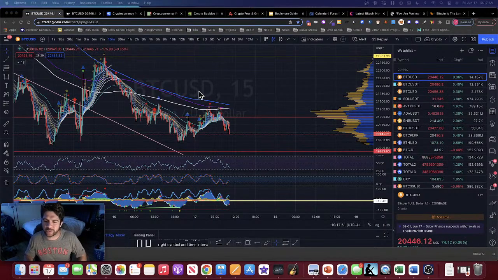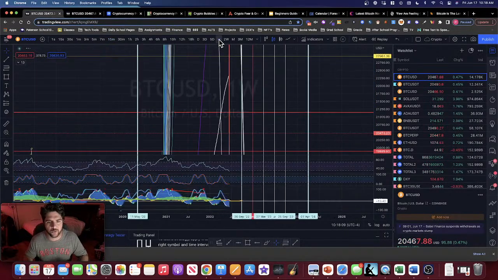So we've got Bitcoin coming in at $20,500, and it looks like we're getting a little bit of a dumpy dump. So let's just see how low Bitcoin can go, and we're going to break it down on the higher time frames and the lower time frames. Let's just take a look at it on the weekly real quick.